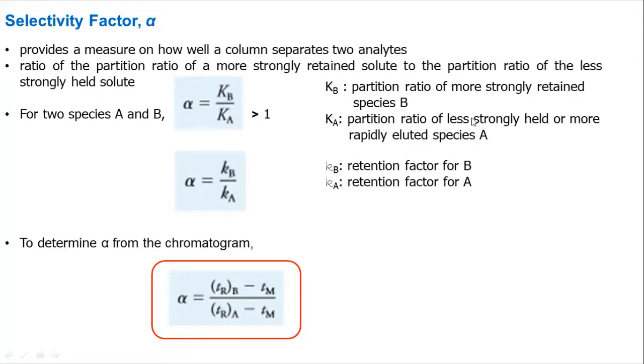It can also be expressed as small k_B over small k_A, where k_B is the retention factor for B and k_A is the retention factor for A. So to determine alpha from the chromatogram, you can use this equation.